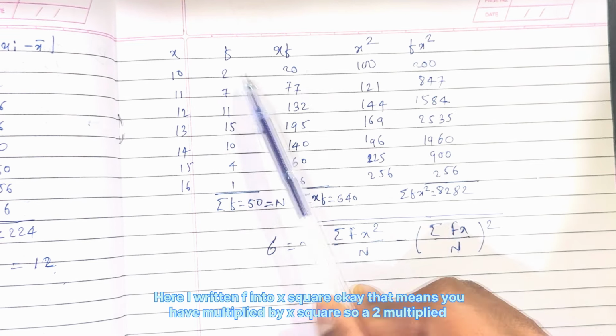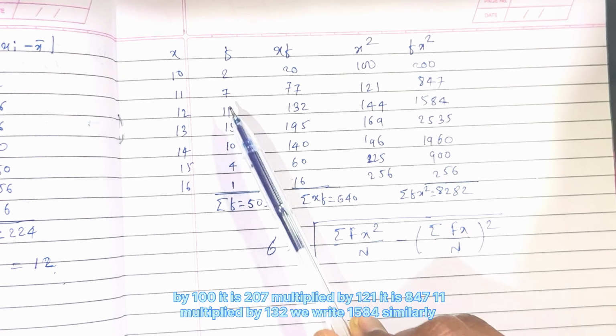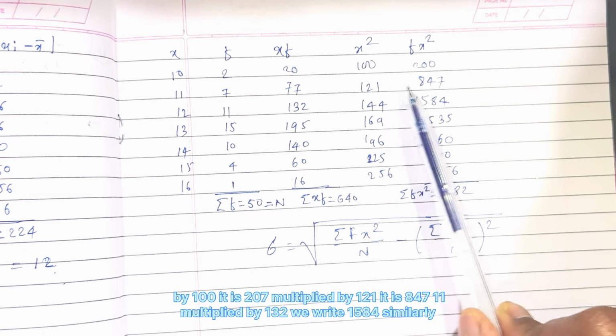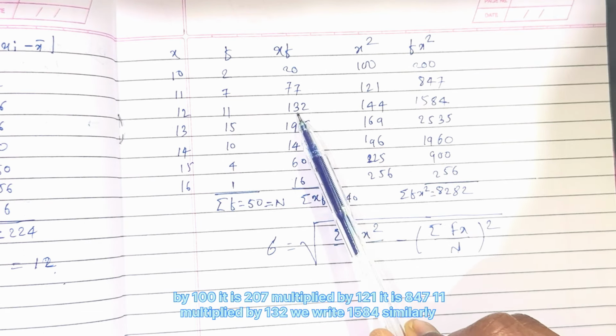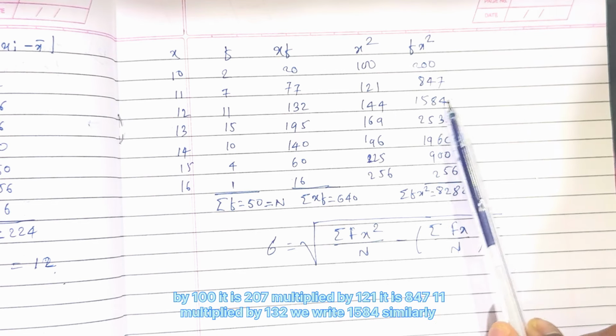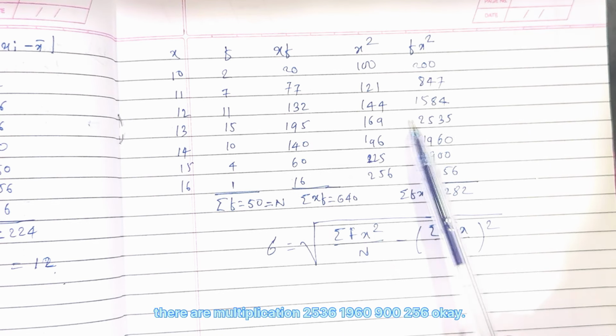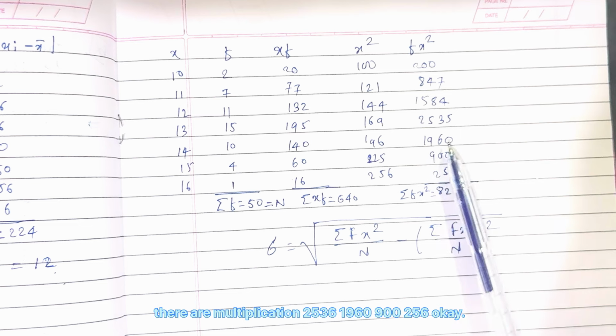So 2 multiplied by 100 is 200. 7 multiplied by 121 is 847. 11 multiplied by 144, we write 1584. Similarly, their multiplications: 2536, 1960, 900, 256.